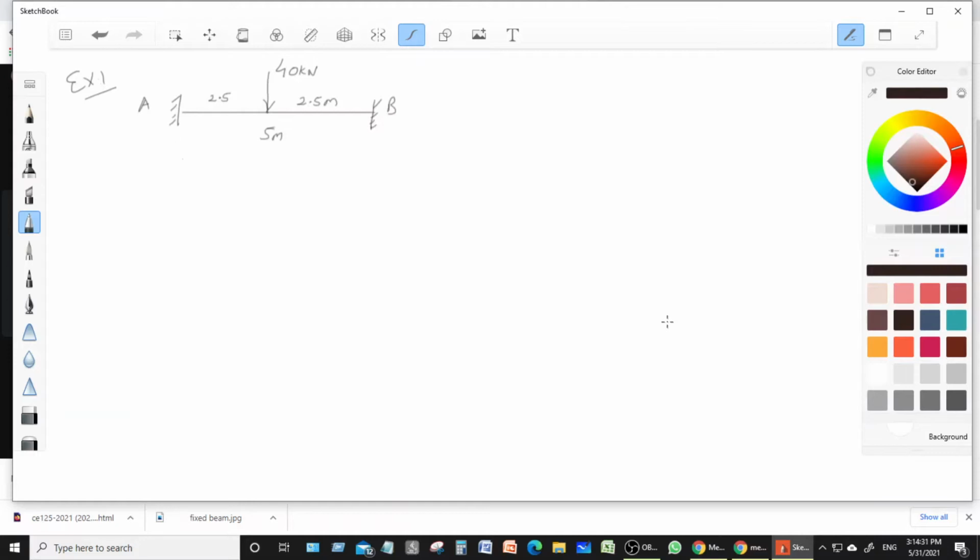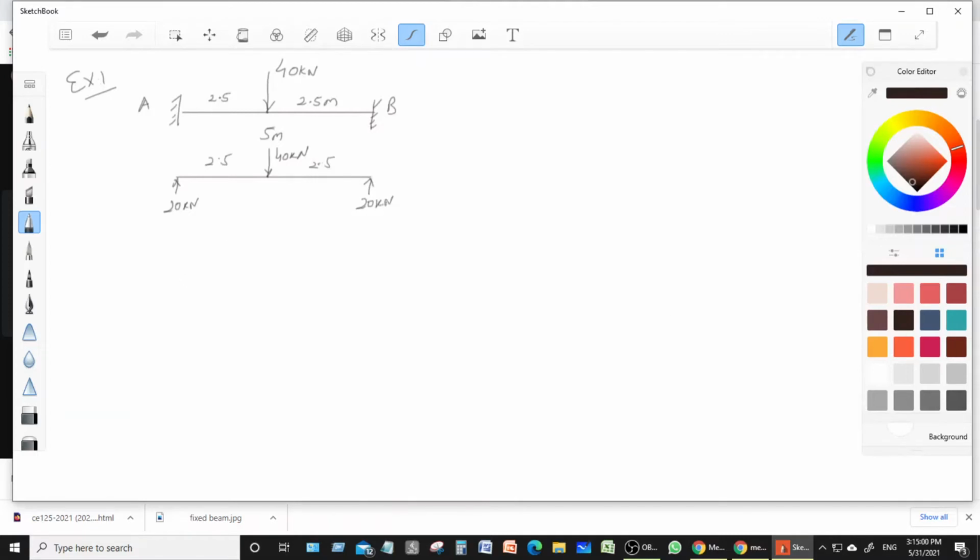So let me just convert this beam into a simply supported beam, and we are not changing the loading, and we are not changing the span, right? So that is 2.5, and this is again 2.5. Now as this is a symmetrical loading, the value of Ra will be 20 kilonewton, and Rb will be 20 kilonewton.